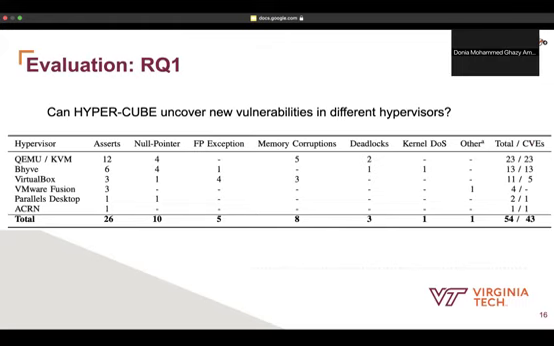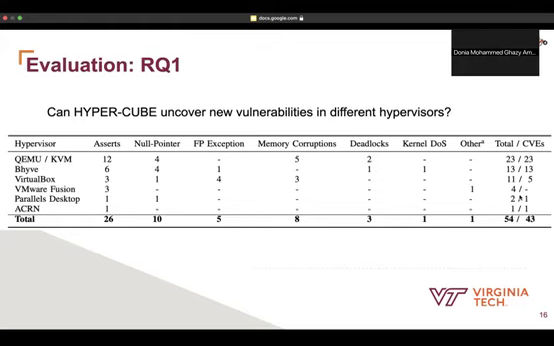That's it for the implementation. Now moving to the evaluation. The paper asks four questions and tries to answer them one by one. The first question was: can Hypercube uncover new vulnerabilities in different hypervisors? In order to answer this question, they tested against six hypervisors: QEMU, KVM, VirtualBox, ACRN, and so forth.